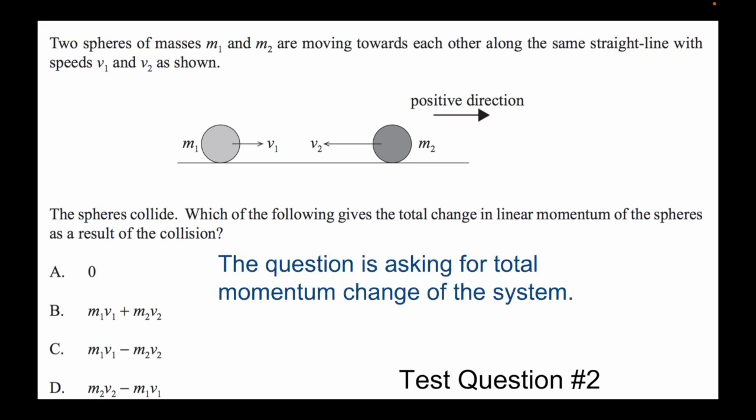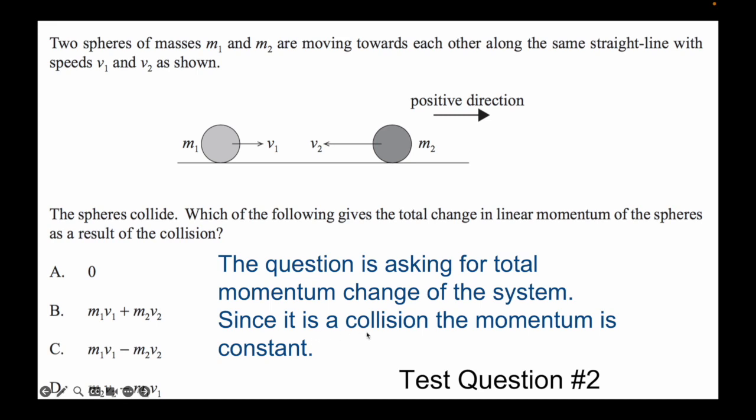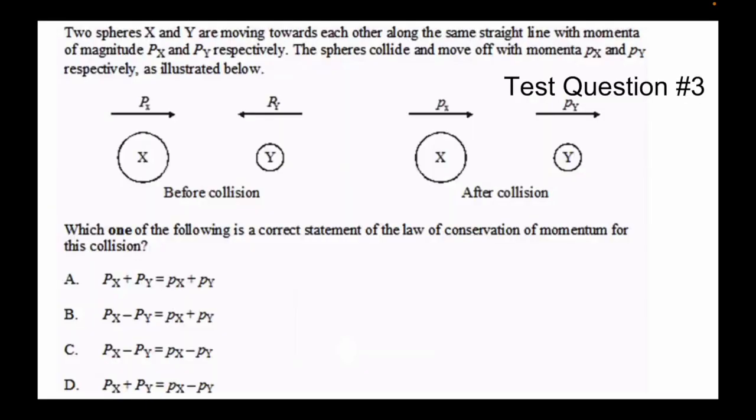Let's take a look at the idea of this question. It's asking for the total momentum change in the system. And since it's a collision, the momentum is going to be constant or conserved in this case. Let's try another one. Read over the question, pause the video, and come back for the answer.